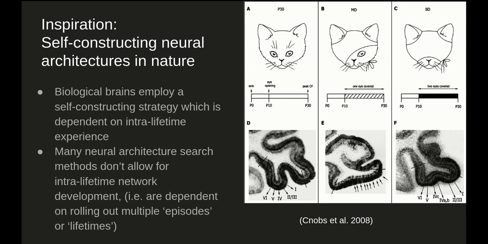based on experience. And that may sound trivial, but current neural architecture search methods are often not equipped for such essential capabilities, namely intra-lifetime neural development. These methods are typically dependent on rolling out multiple agent lifetimes, where the same exact conditions are repeated for millions of time steps, with little novelty.